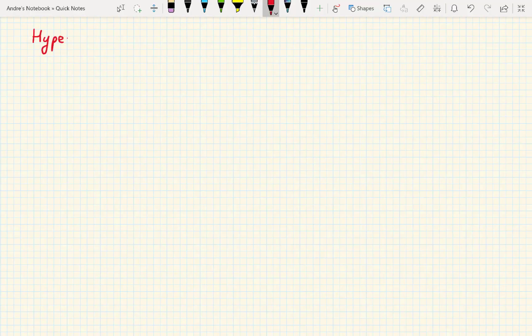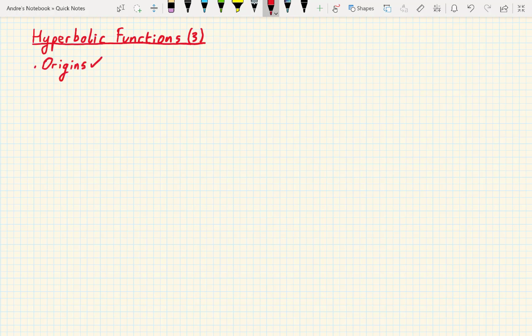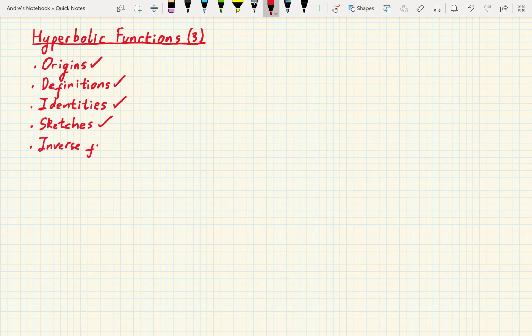Hello, this is the third in a set of 3 presentations about hyperbolic functions. In the first presentation, we looked at the origin of hyperbolic functions, their definitions, and various identities that connect them. In the second presentation, we looked at sketching the main hyperbolic functions and deriving expressions for their inverses.